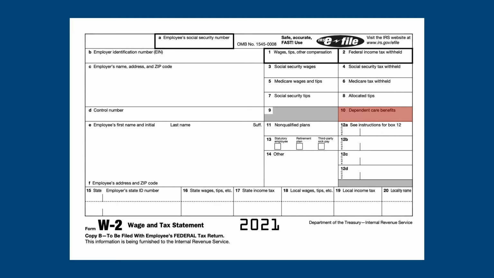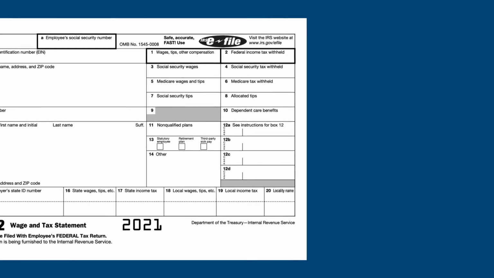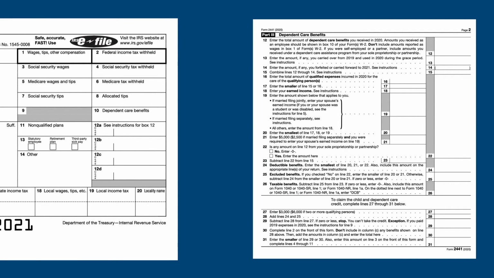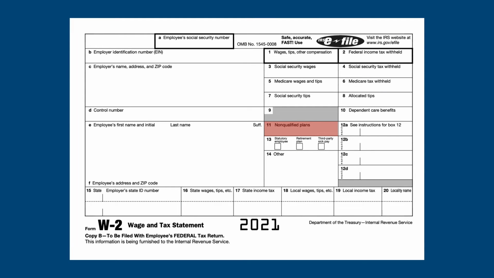This is an amount that was advanced to you pre-tax to assist with payments for child and dependent care. If this amount isn't reported on Form 2441 and used for child care, it will be added to your taxable wages on the tax return. Box 11, non-qualified plans. Don't worry about it unless you're a highly paid corporate executive with a negotiated retirement plan.